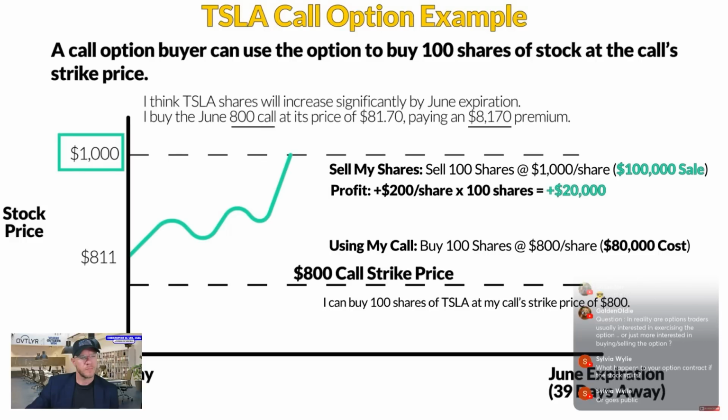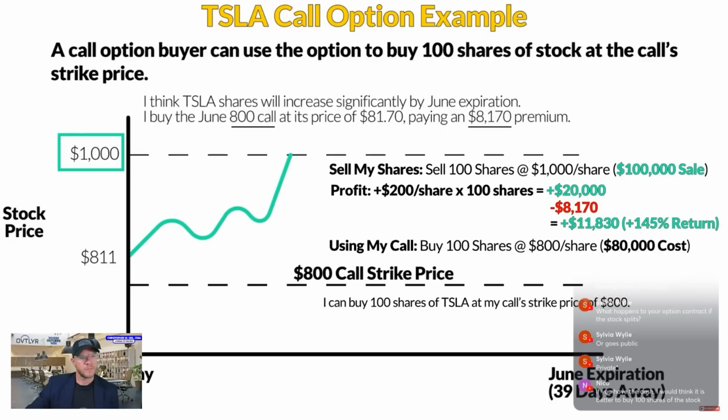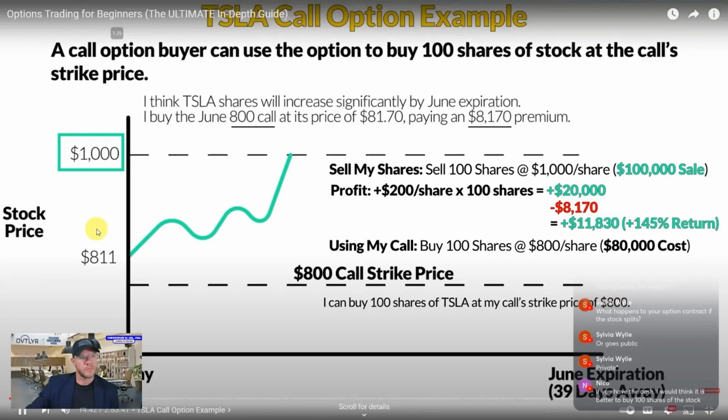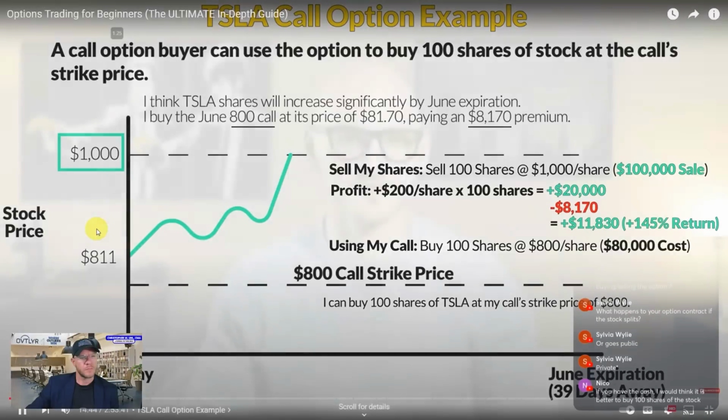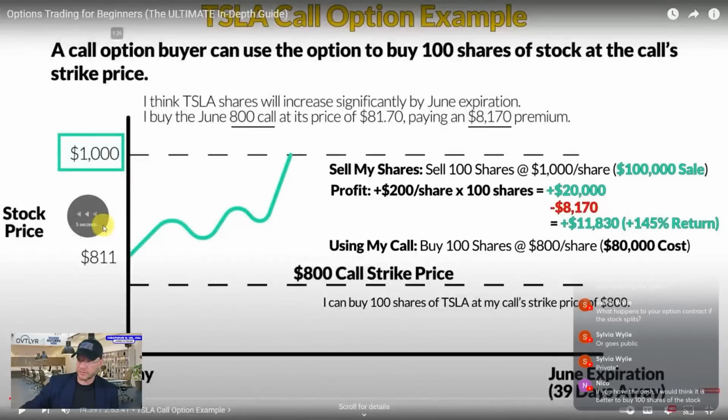But remember that I paid $8,170 for this option initially. So my $20,000 profit minus my initial cost of entering the trade of $8,170 gives me a net profit of $11,830.